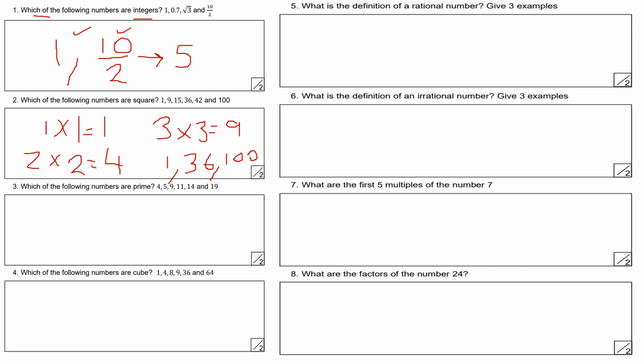Question number 3, guys. Which of the following numbers are prime? So a prime number is a number that has 2 factors only. So 2 distinct factors. 1 and itself. Okay, itself is not 1. A really common mistake: people think that 1 is a prime number. 1 is not a prime number because it only has 1 factor, which is 1.